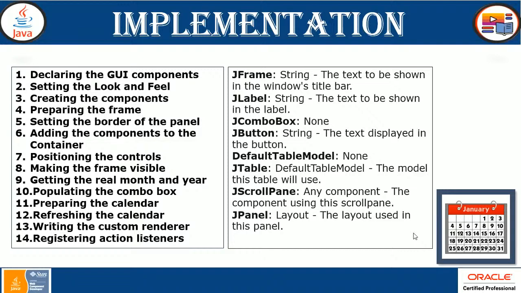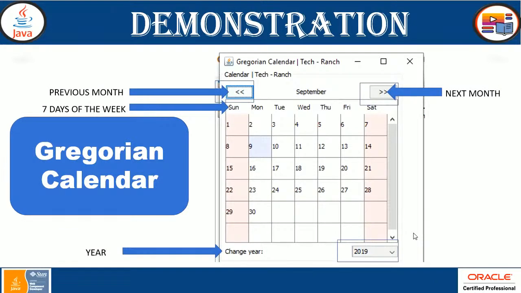After preparing the calendar, we can refresh it, writing the custom renderer, registering the action listener by implementing the action listener method in your interface. Now let's take a look at the demonstration.